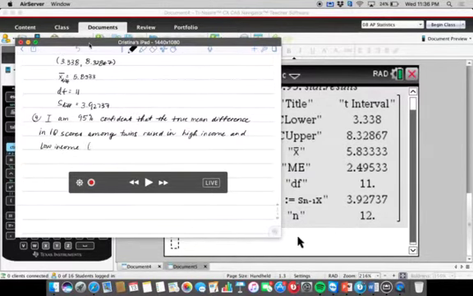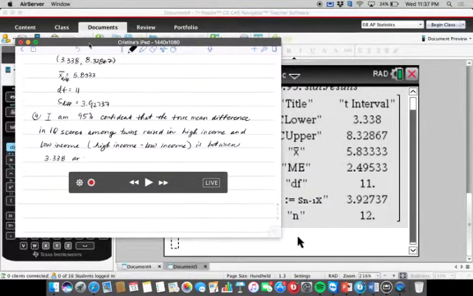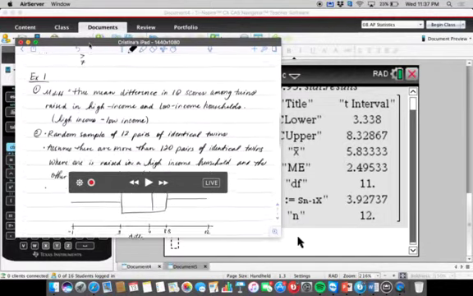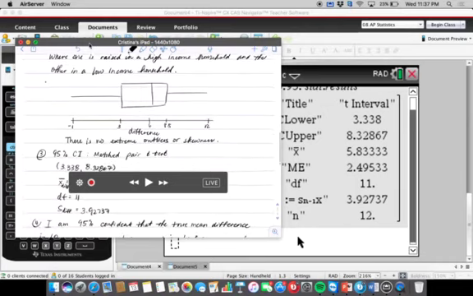And then again, I'm going to want to reiterate how I did my subtraction. So it's going to be high income minus low income is between, and then you write your interval, 3.338 and 8.32867. And there we go. We conducted a 95% confidence interval for this particular problem.